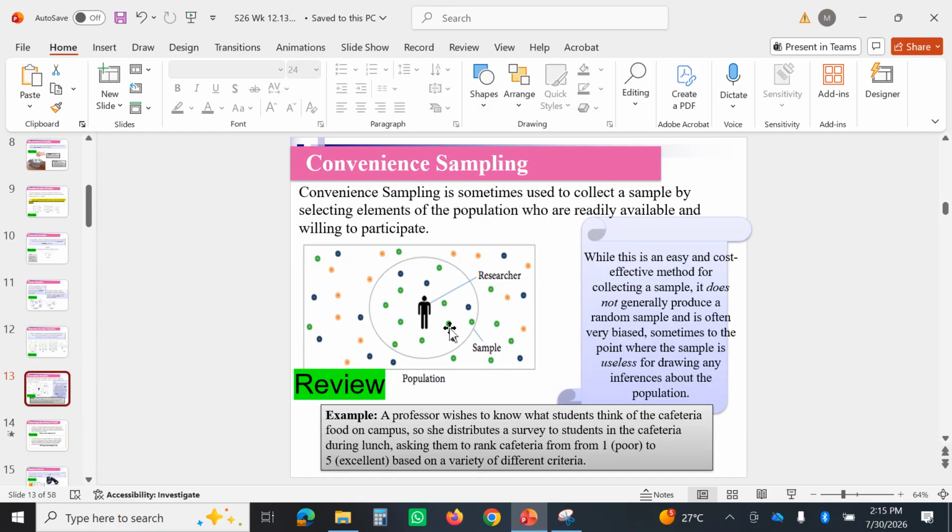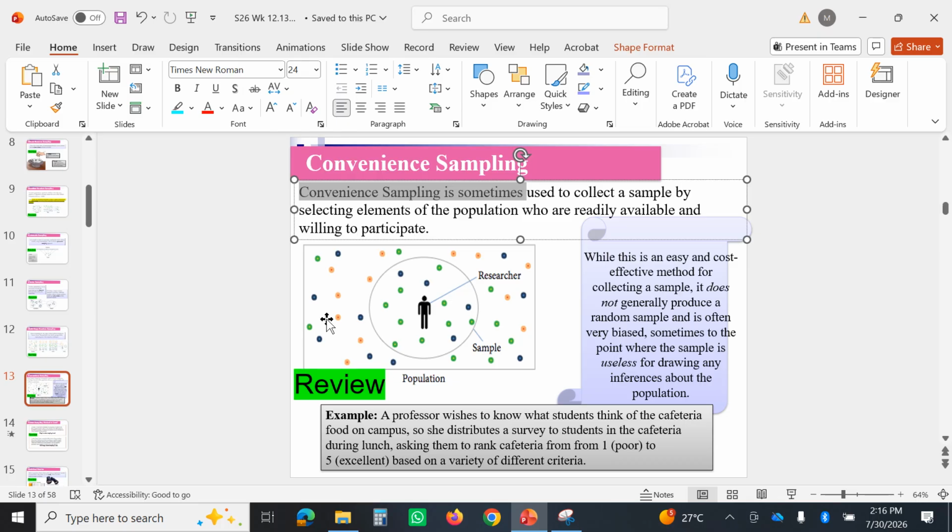Convenience. This one you can have trouble with, but if this is all you've got, some data is better than no data. Convenience sampling is sometimes used to collect a sample by selecting elements of the population who are readily available and willing to participate. Now, are these people who are ready, willing, and able to participate in your study the ones that you want? I don't know. We'll see. What about the other people that are not willing and not able to participate? I want those people too, but they don't want to be in my study.